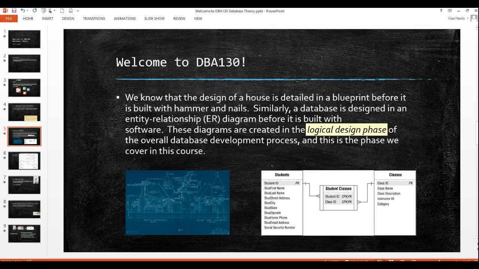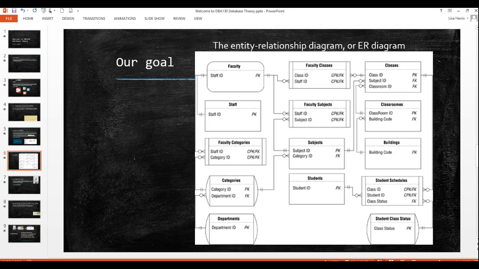So when you think about a blueprint, it makes sense, right? Would you build a house by simply grabbing a hammer and some nails, or, professionally, would you detail it out to the last millimeter before you began? And of course we know, professionally, we're going to use the blueprint. So this is our end goal. This is an entity relationship diagram, or ER diagram, and this is our deliverable.